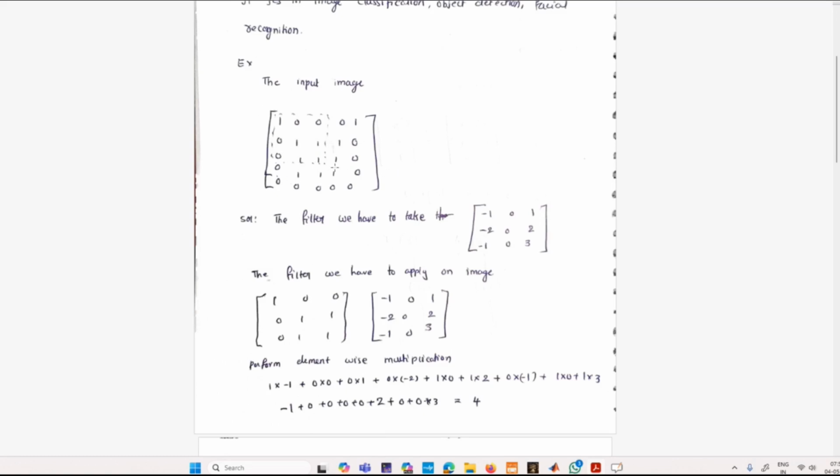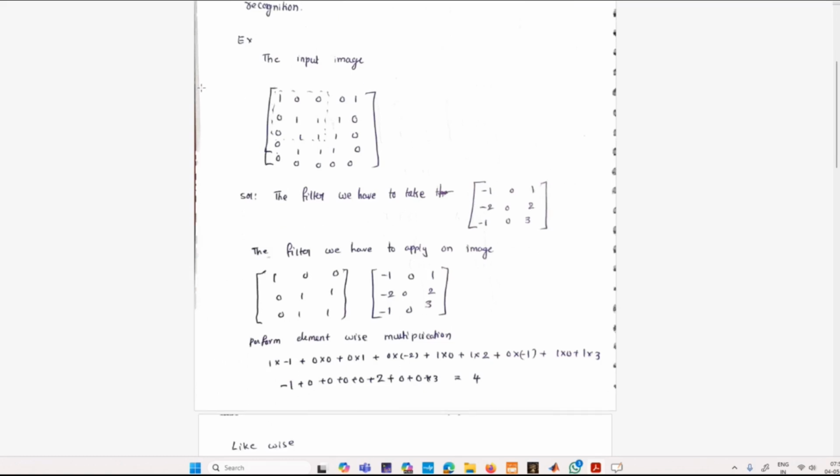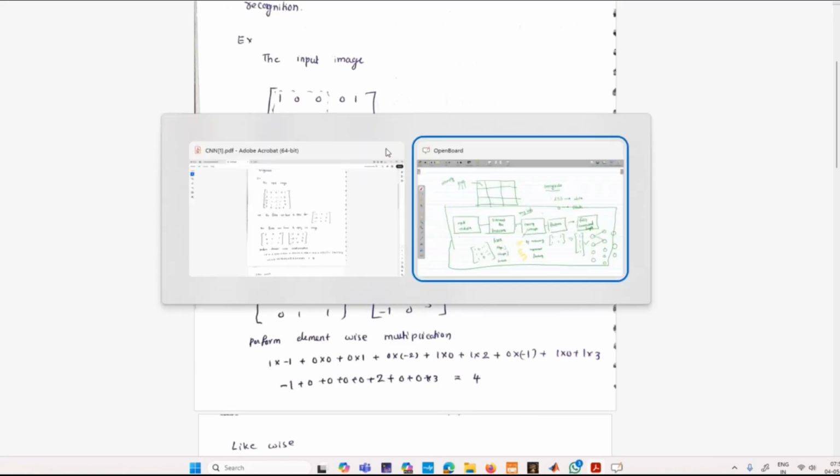So there is an image we need to work on. Here I have taken one filter: -1, -2, -1. There are several filters available in Python libraries, and I have taken this filter. Now we have to apply this filter on the convolutional pattern. That means, for example, let me show you how.